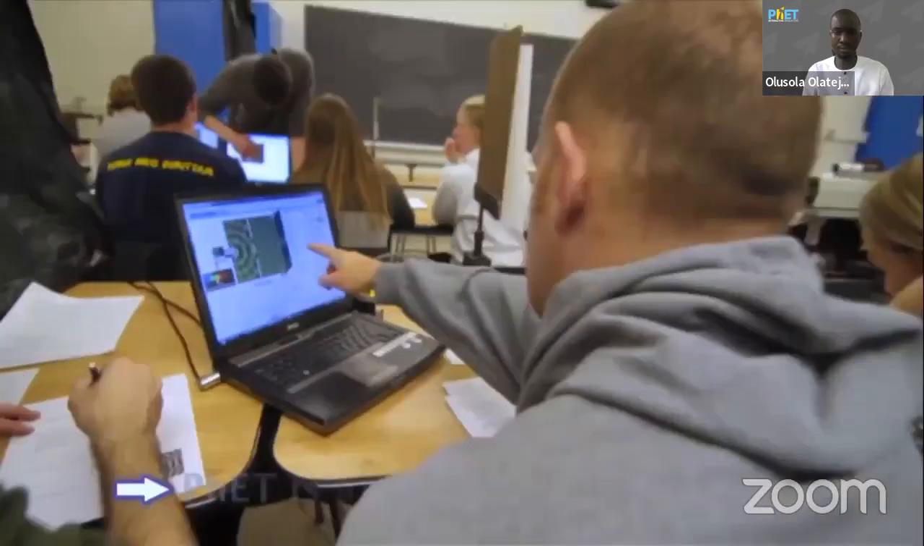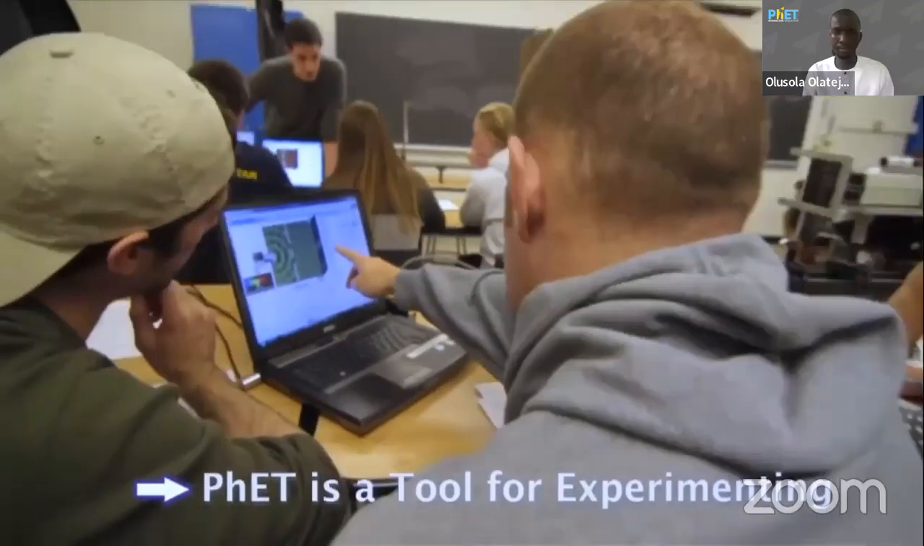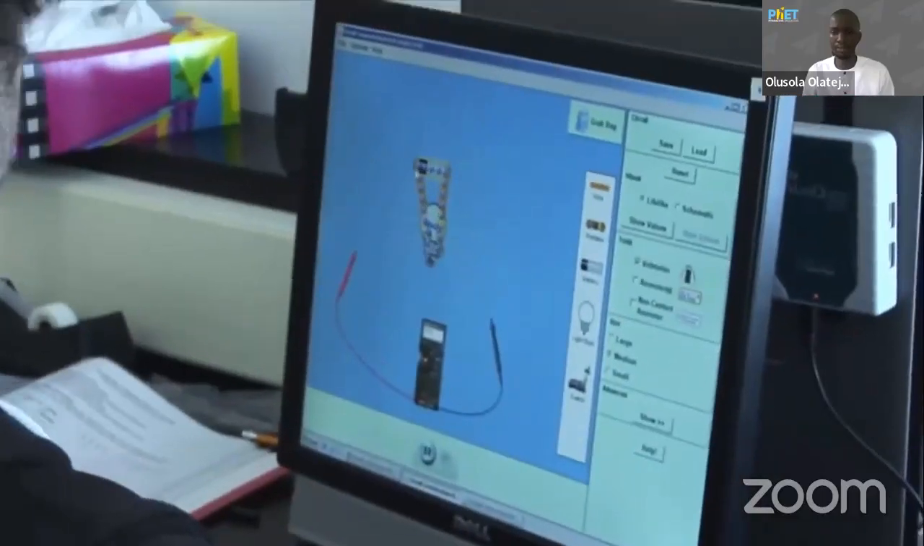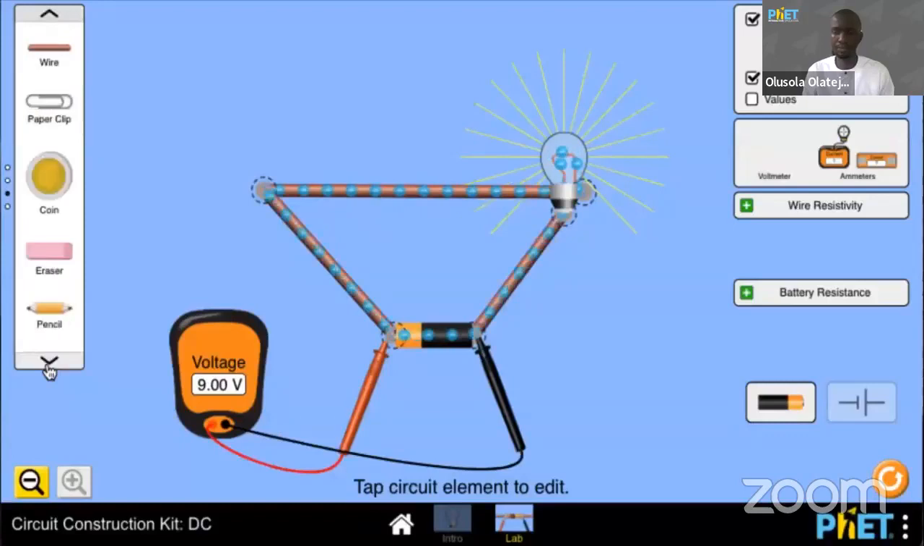One of the things that PhET allows that other things don't allow is when something spontaneously comes up in class and I can say, let's test it. What happens when I put a light bulb or a battery in here? What happens when I put a pencil into this circuit?